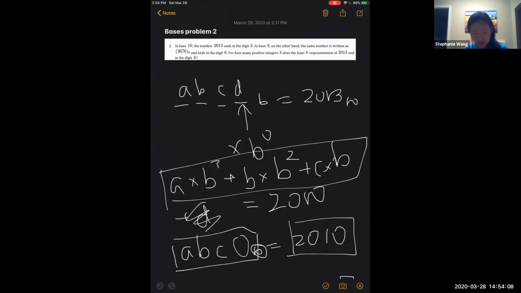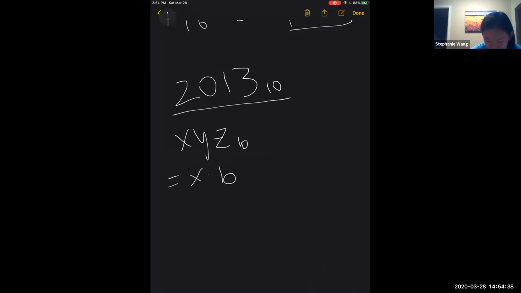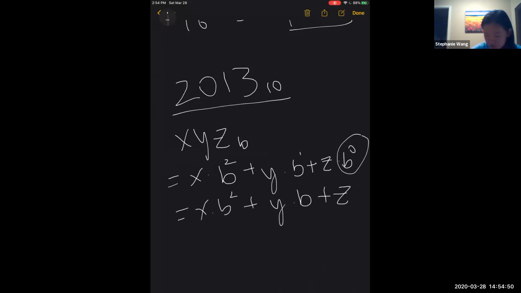So in base 10, we want the 2013. Okay, so we're trying to represent the base 10 number 2013 in multiple different bases. So we have this number right here, and we're trying to turn it into different bases. So let's say we have some number that's in base B. Let's say we have the number XYZ in base B. This would be X times B squared plus Y times B plus Z times B to the 0, which is just X times B squared plus Y times B plus Z, because B to the 0 is just 1.